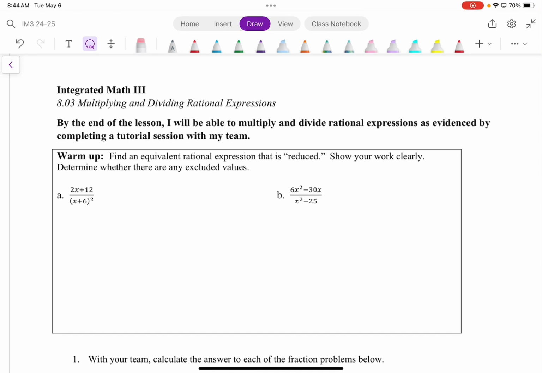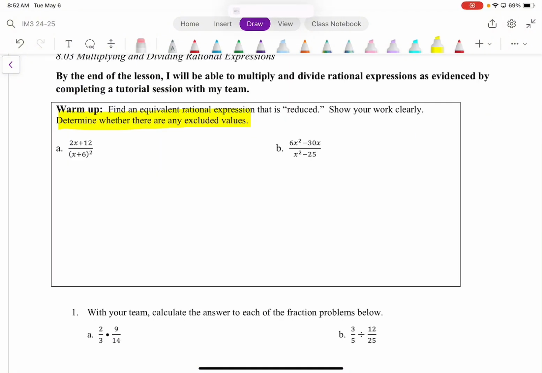All right, so take a few minutes. Not only are you going to simplify, but also, let me highlight this, you are going to determine whether there are any excluded values. If you're not sure what excluded values are, look at last week's notes. Go ahead and begin.